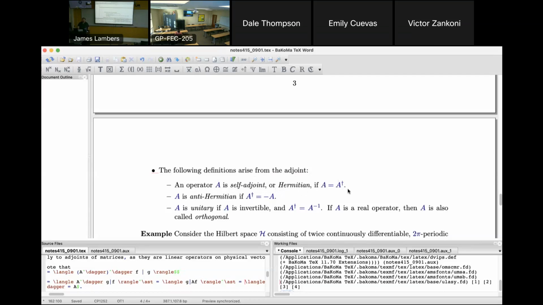This is similar to the concept of a symmetric matrix, where A is equal to its own transpose, for a real matrix. Similarly, we have A being anti-Hermitian. It can also be referred to as anti-self-adjoint, if A adjoint is equal to minus A. That's similar to the concept of a skew symmetric matrix. If A is equal to minus A transpose, we say it's skew symmetric.